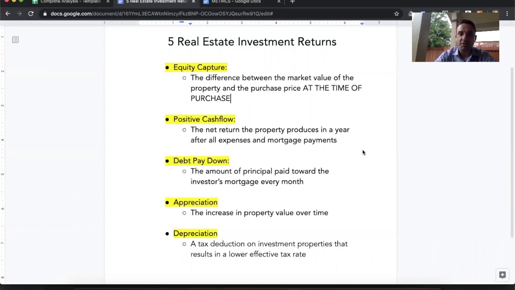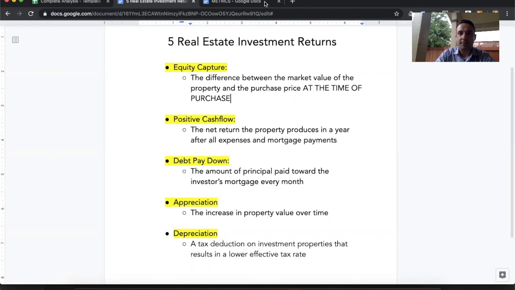And then we have depreciation, which is a tax deduction on investment properties that essentially reduces the effective tax rate that the investor pays on the cash flow or the profits from the property. So it's essentially a tax benefit. So in order to answer the question which metric we should use to make good purchasing decisions, we have to conclude that the measure that best captures these 5 different types of returns and best reflects these 5 different returns would be the best one to use.